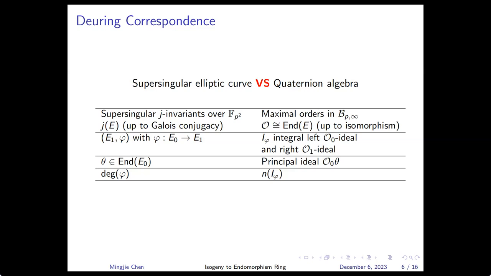And the principle in isogeny-based cryptography is that everything is easier on the quaternion side. So this is also how we resolve the ESERP problem. We try to push everything to the quaternion algebra side. So how do we do that?